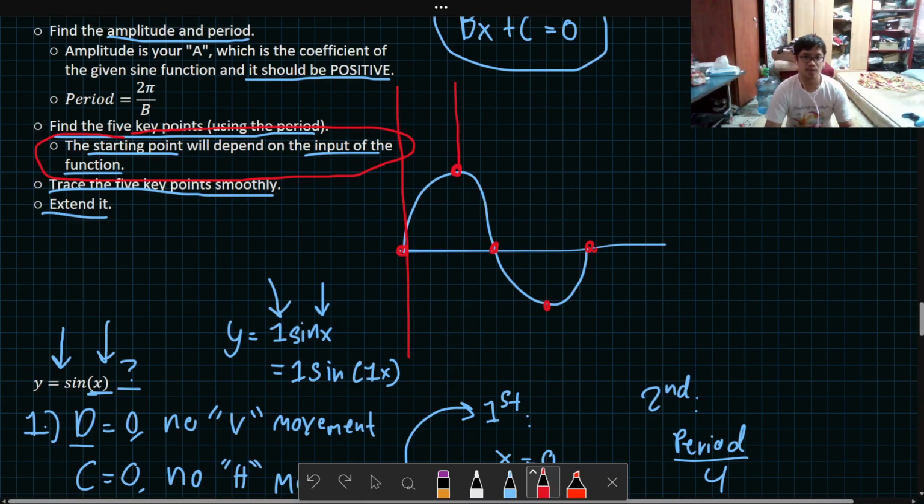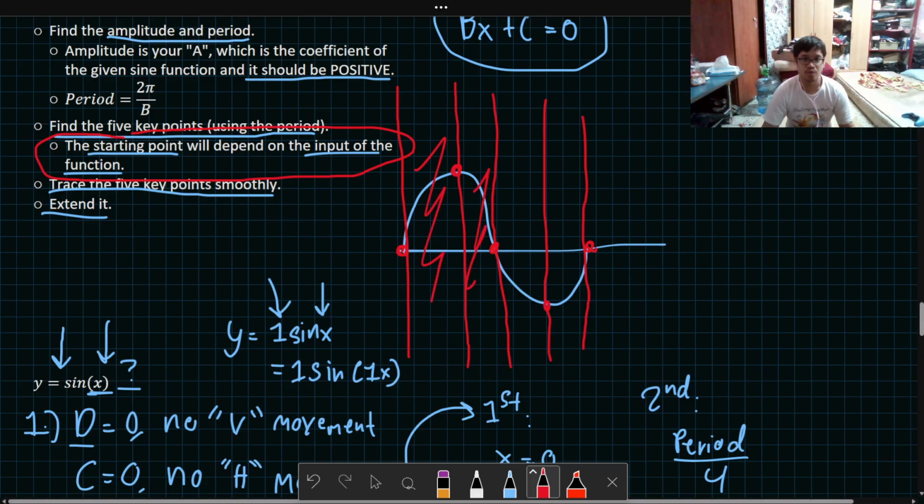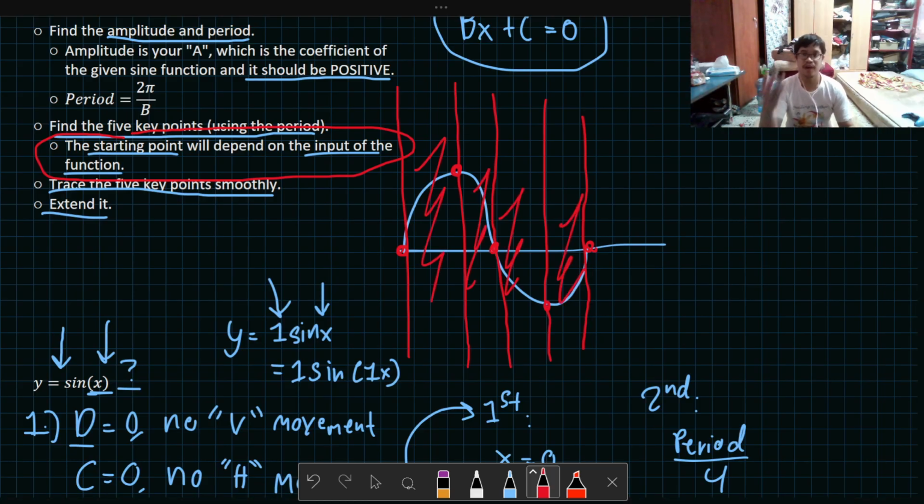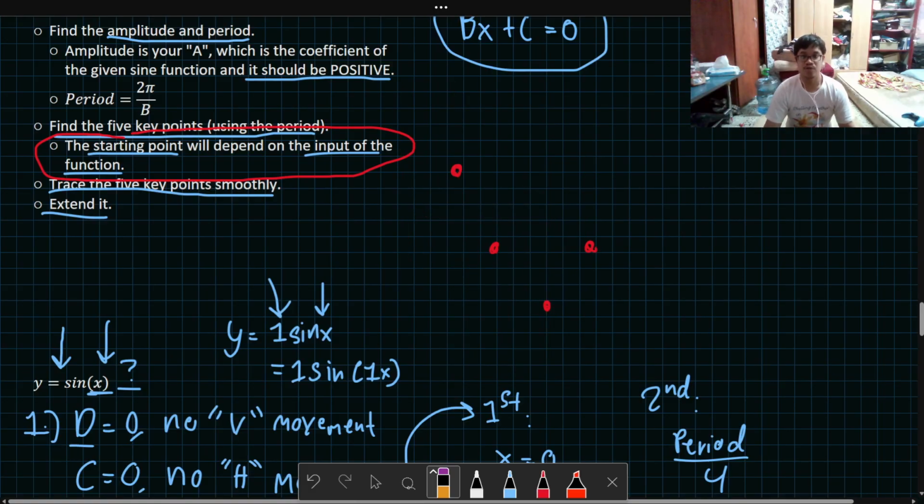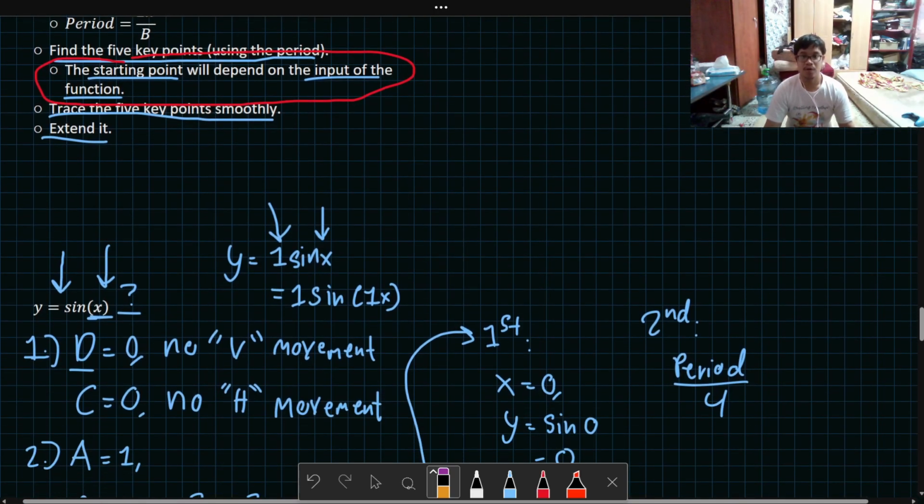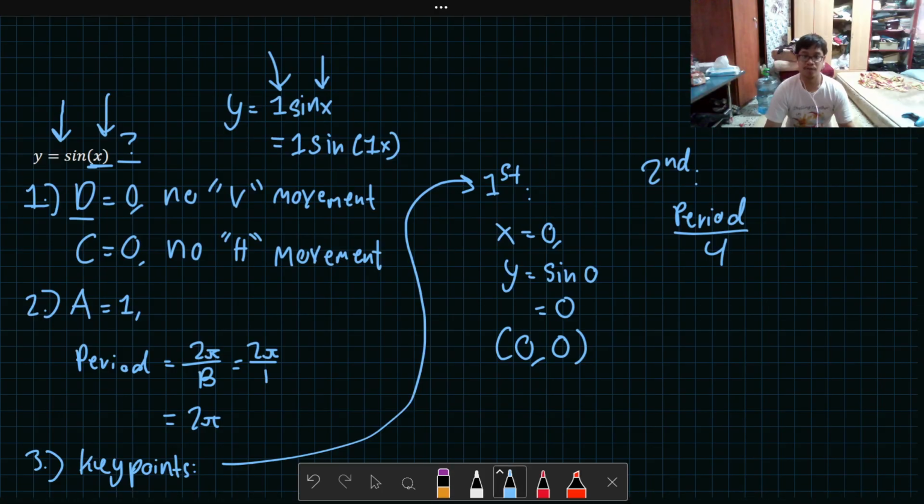Yeah, this one is one. Here's what will happen if you draw horizontal lines. As you can see, there are 1, 2, 3, and 4. So you divide the one complete cycle of the graph into four parts. Okay? So with that in mind, for us to know where each one is located, we're going to use period all over 4. So yeah, let's proceed.